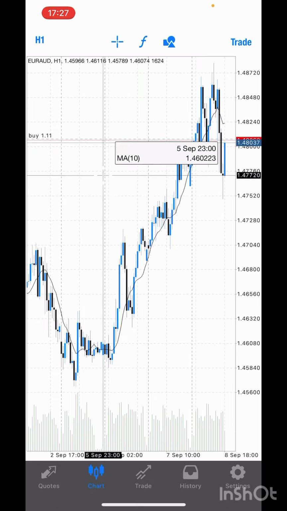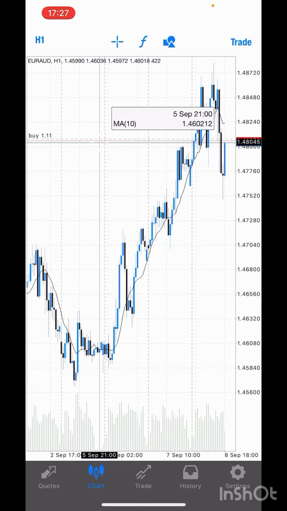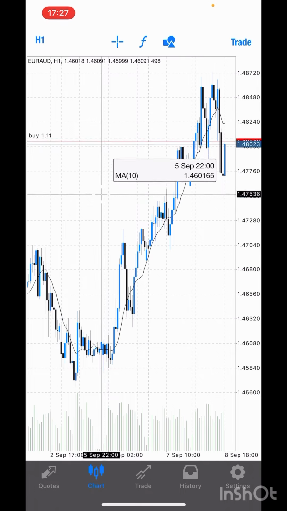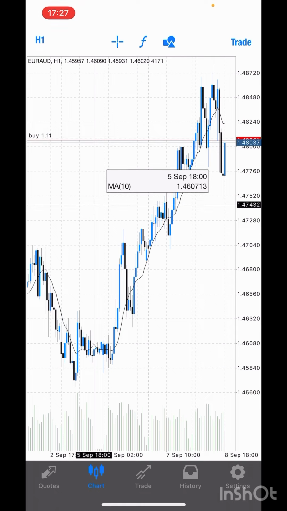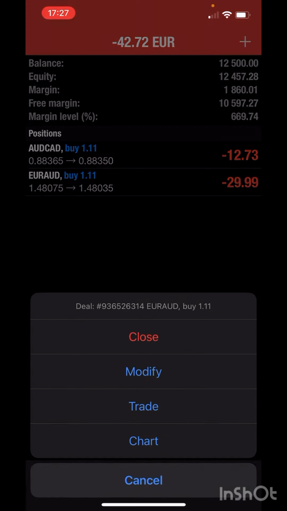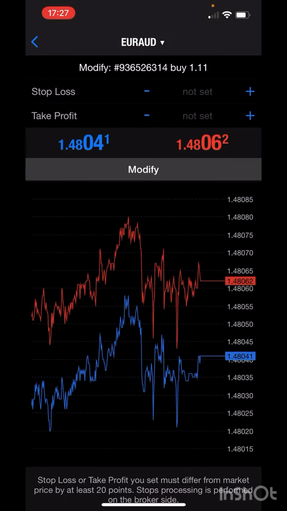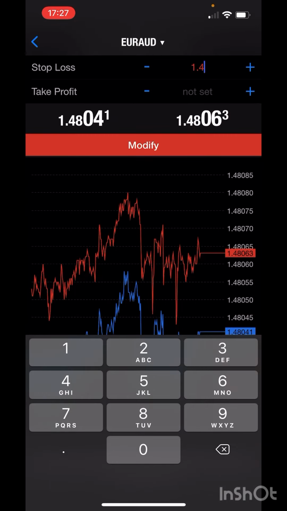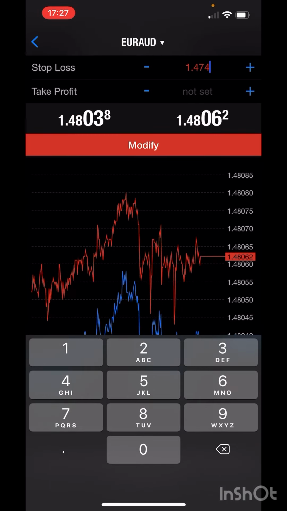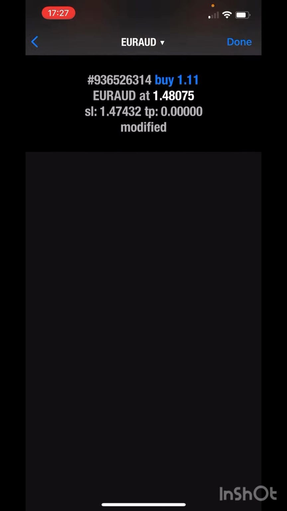Now let's say price is here. Yeah, so look, this is where price is. That's where I bought from. Let's say I want to put the stop loss here. I just look at the coordinates. 1.47432. So now I go back, and that was 1.47432. So now look, I've modified it.